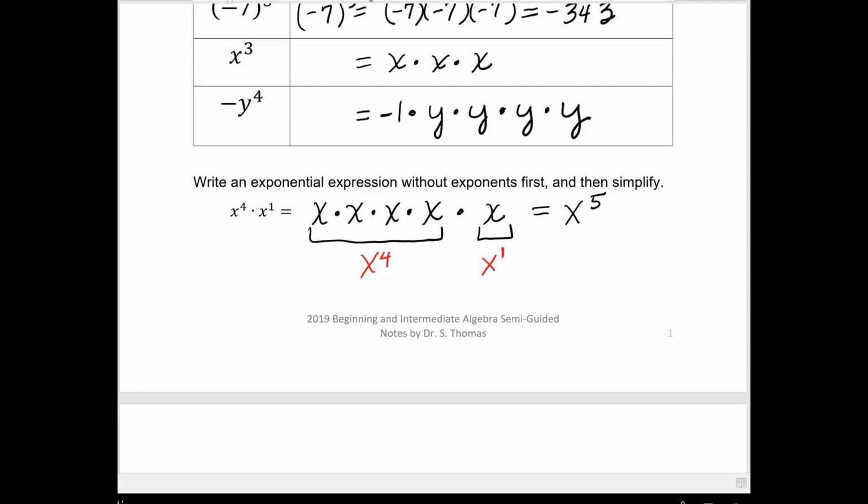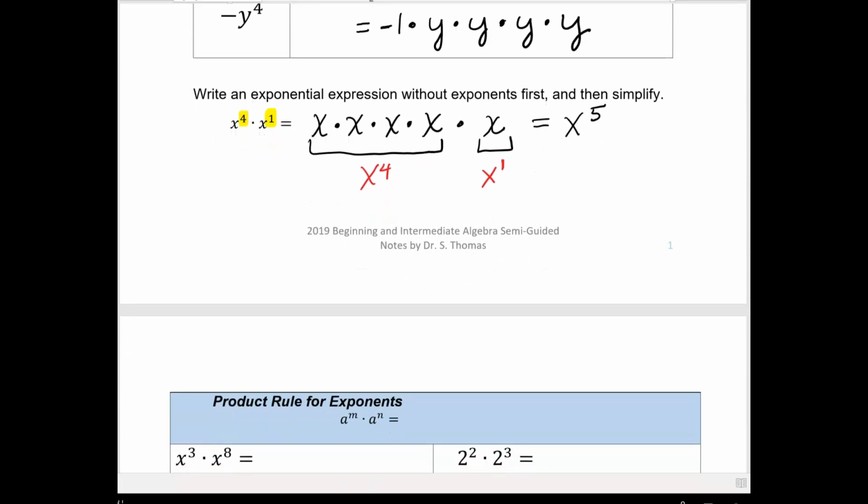Now the shortcut would be to simply do what with the exponents? What would be a shortcut? Because no one wants to multiply or write out x over and over again. You want to just consider the shortcut, which is to add the exponents.